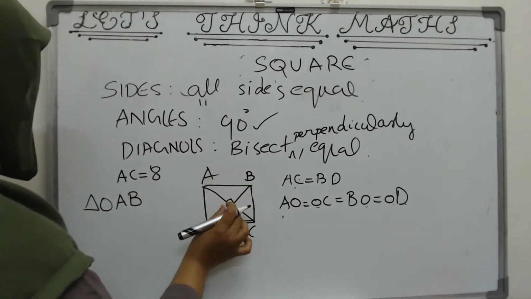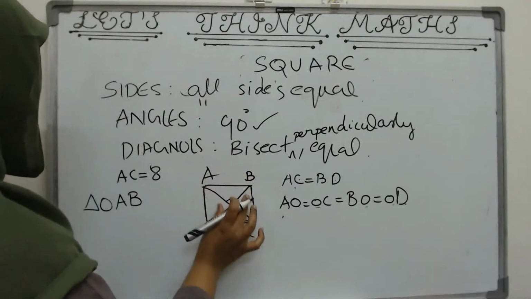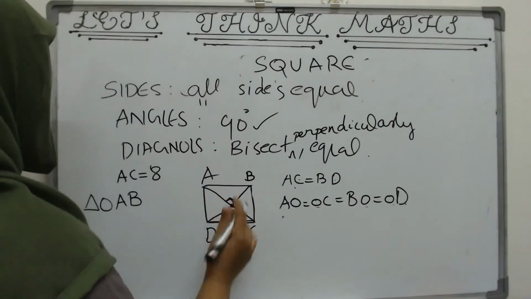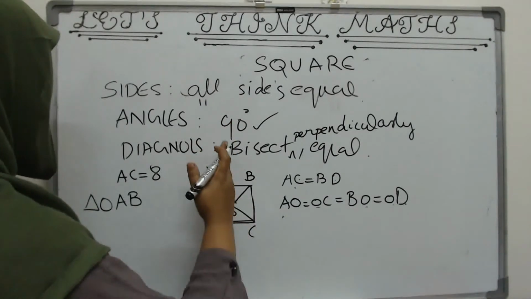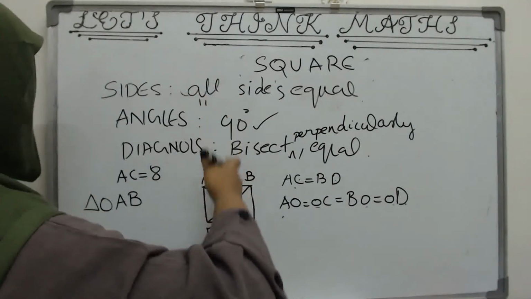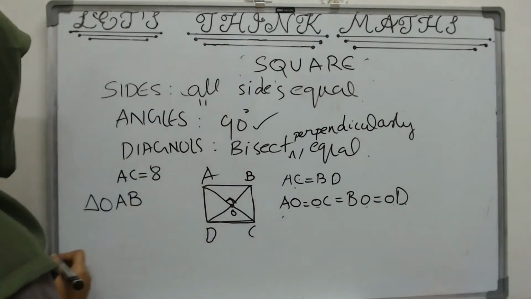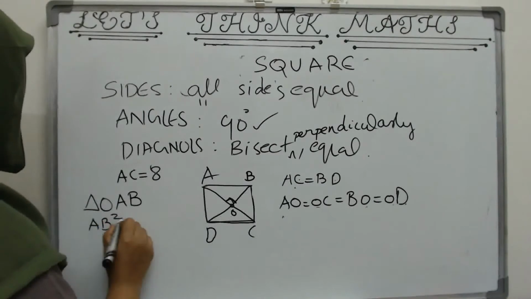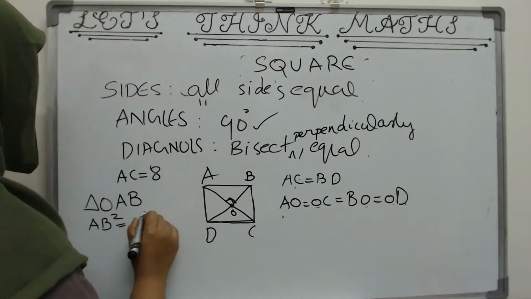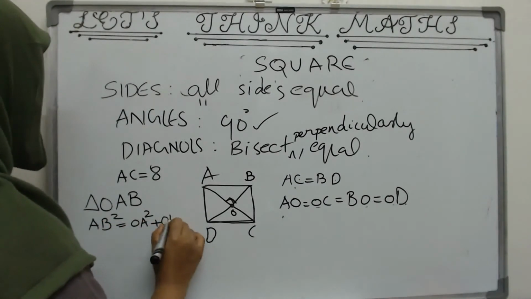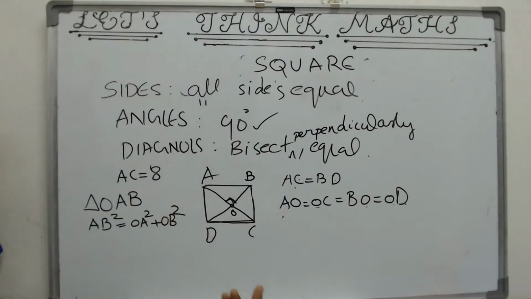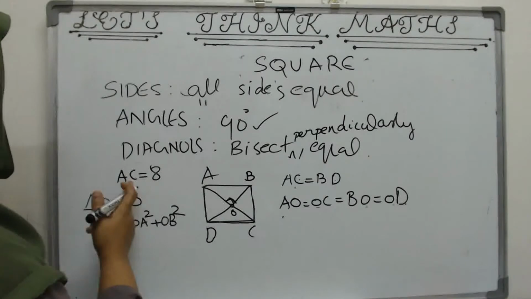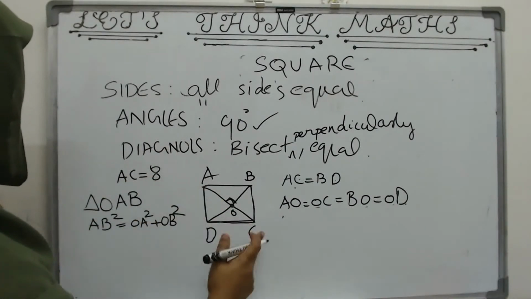Consider the smallest triangle AOB. If this is the right angle, then what is the hypotenuse? Hypotenuse is the side opposite to the right angle, which means AB. So applying the Pythagoras theorem, AB square is equal to OA square plus OB square. But then, do you know what OA or OB is? But what do you know? You know what is the whole of AC.